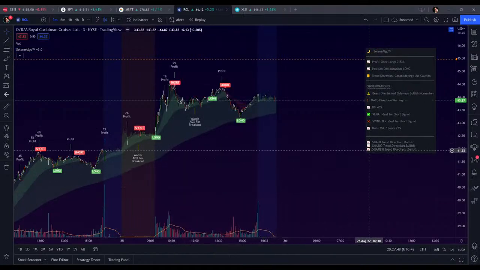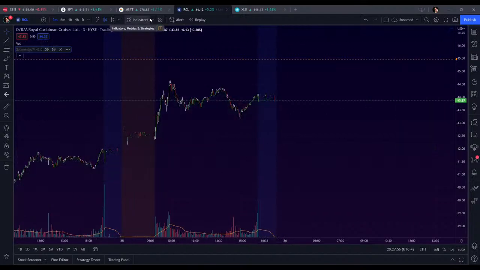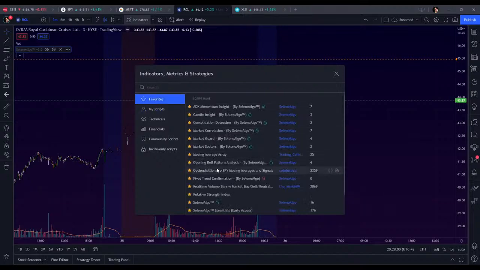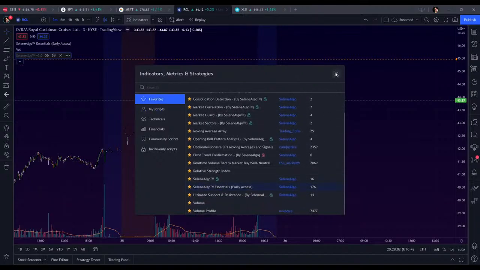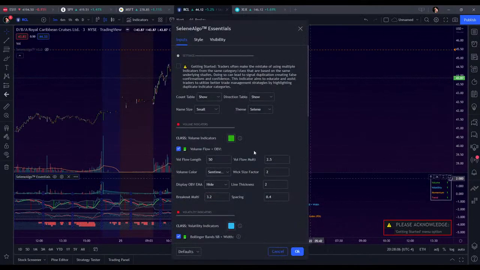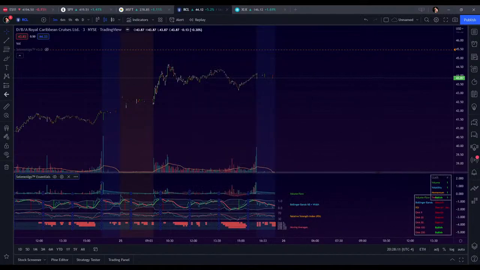I will say too, Essentials has a somewhat unique version of the volume indicator in it. It's volume plus kind of volume flow, but we're doing a little bit of a strategic difference of volume flow instead of just traditional volume flow. There's also a modification on the candles itself.